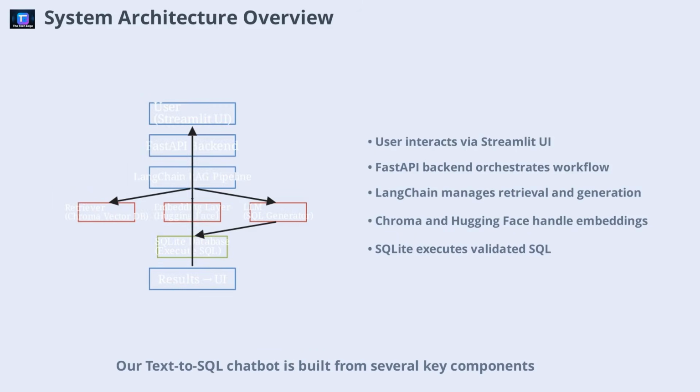Our Text-to-SQL chatbot is built from several key components. A SQLite database is the data source, an embedding layer to turn schema into vectors, a Chroma vector store for fast retrieval, LangChain components to orchestrate the workflow, a FastAPI backend to serve the pipeline, and a Streamlit UI for user interaction. Each layer plays a crucial role in transforming a simple question into a precise SQL query and readable results.